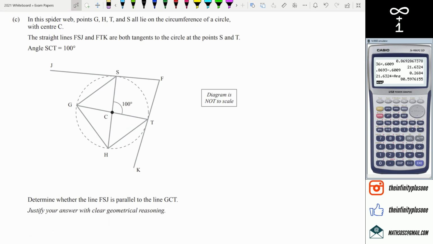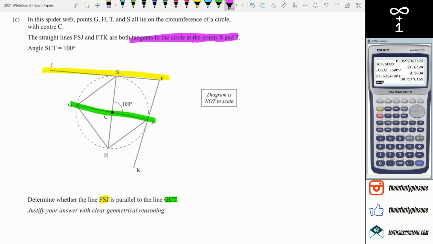Okay, so with this question, we're trying to figure out whether FSJ is parallel to GCT. FSJ is this line here, and GCT is this line. It's really important that you don't just look at the diagram, say that doesn't look parallel, and leave it at that. You've got to prove it with some sort of numbers. And I guess the big clue here is that both are tangents to the circle at the points S and T.